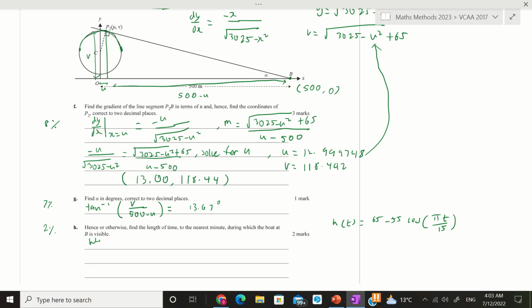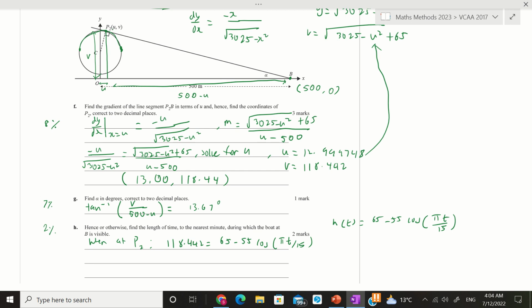So at P2, we take this value here, 118.442, and we solve that with this equation here, 65 minus 55 cos(pi t on 15), right? So we solve this equation here.